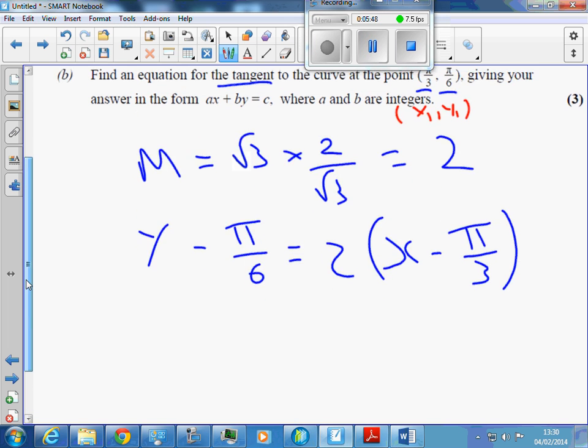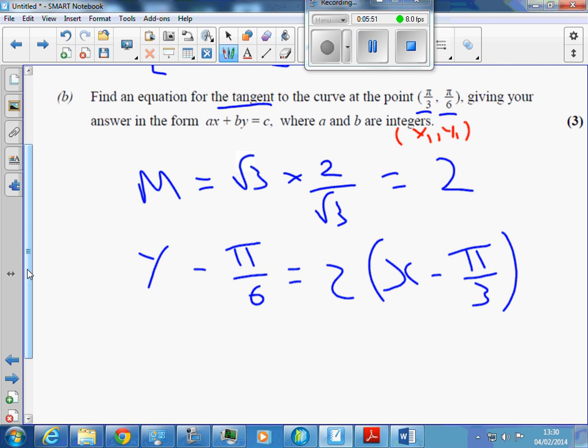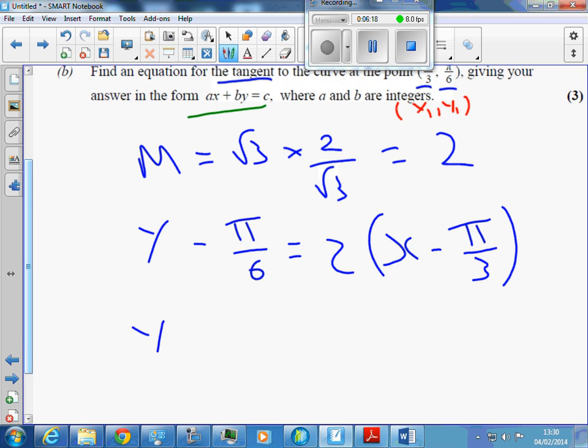Unless they state it, I would leave it in this form. In this question, they actually have stated it. So save yourself time: you don't have to simplify if they say find an equation. Here, it's find an equation in the form. So what I'll do, very straightforward, multiply the bracket. So y minus pi by 6 is equal to 2x minus 2 pi by 3.